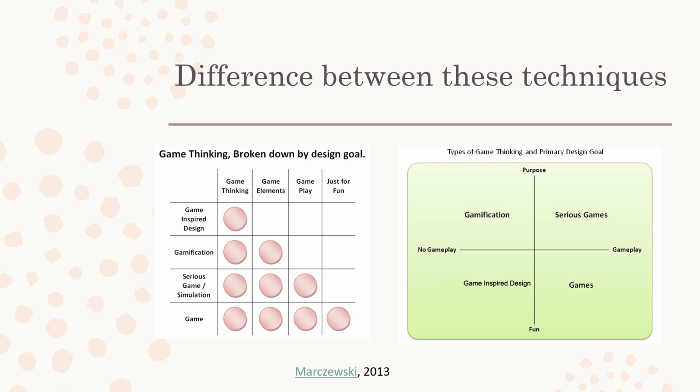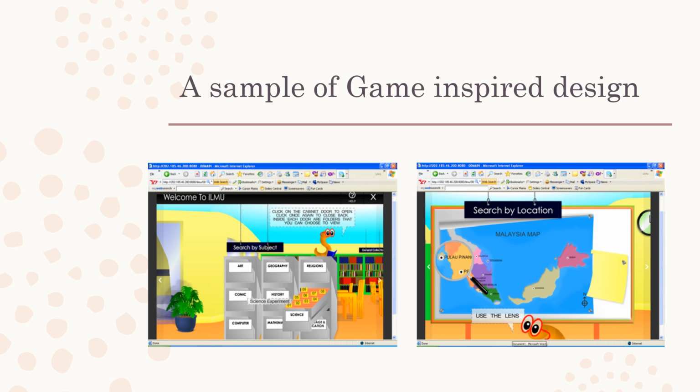In contrast with normal video games and serious games, in gamification, we don't have gameplay and users don't control any character or play in a gaming environment. Finally, in game-inspired design, we only have an interface which is fun and like a game interface. Here you can see an example of game-inspired design. As you can see, it has a fun interface, but there isn't any gameplay or game element.